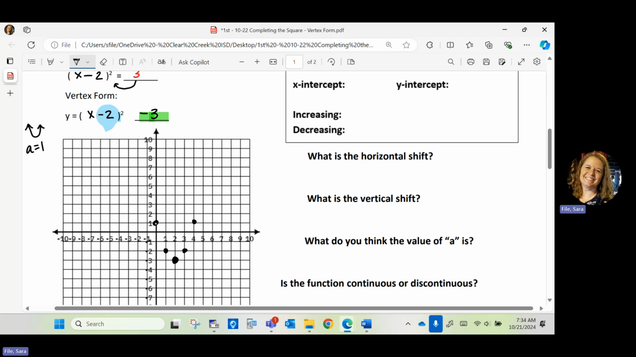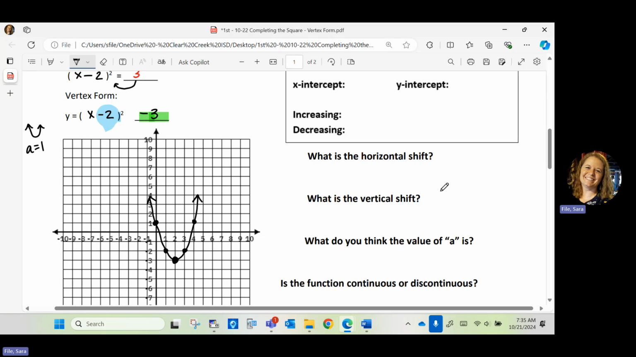If you want to get additional points, you can. If I went over 3, how much would I go up? What is 3 squared? 9. So I could go over 3, up 9 from my vertex if I wanted additional points as well. I'm going to sketch my graph of my quadratic. But I still need to answer all of this information about the key features.